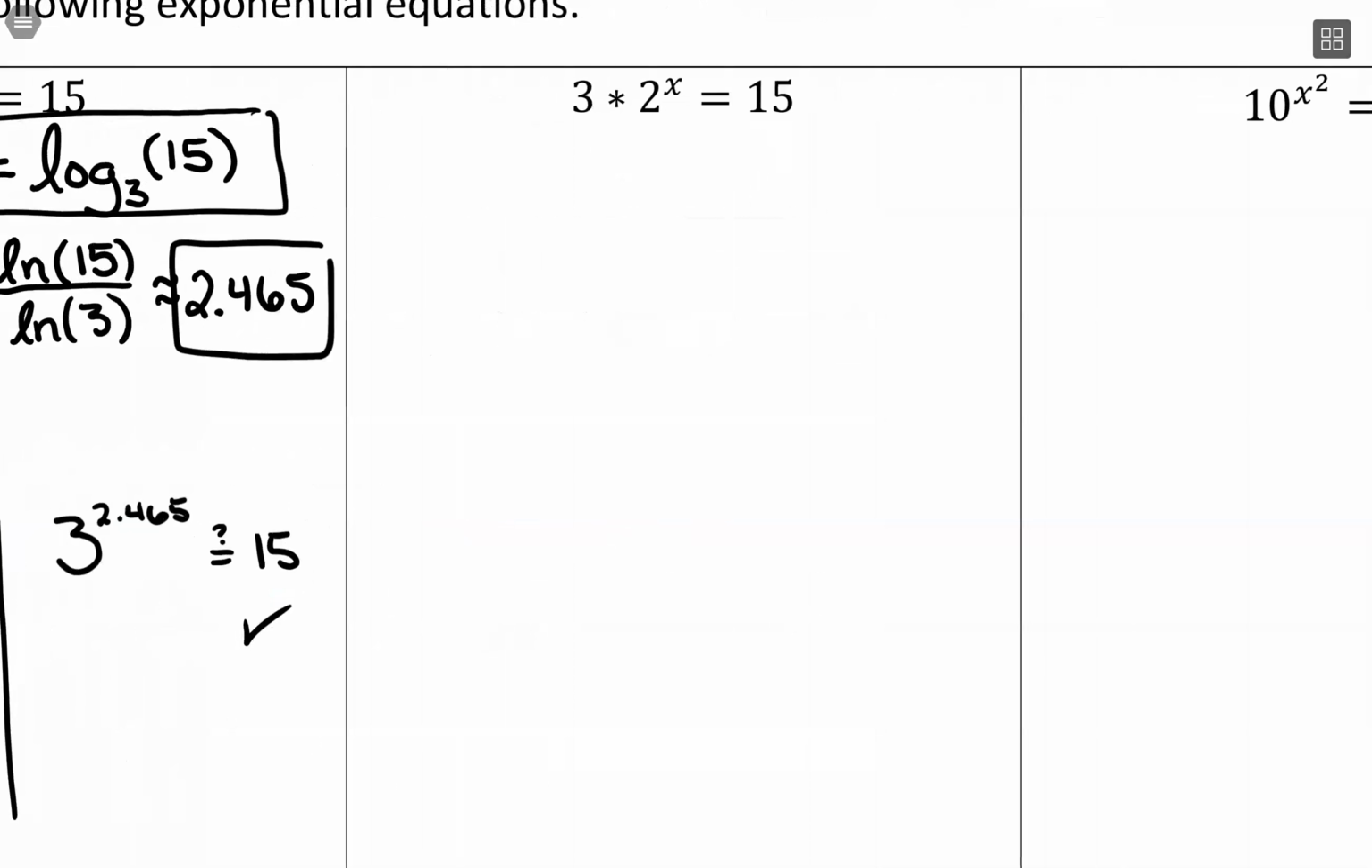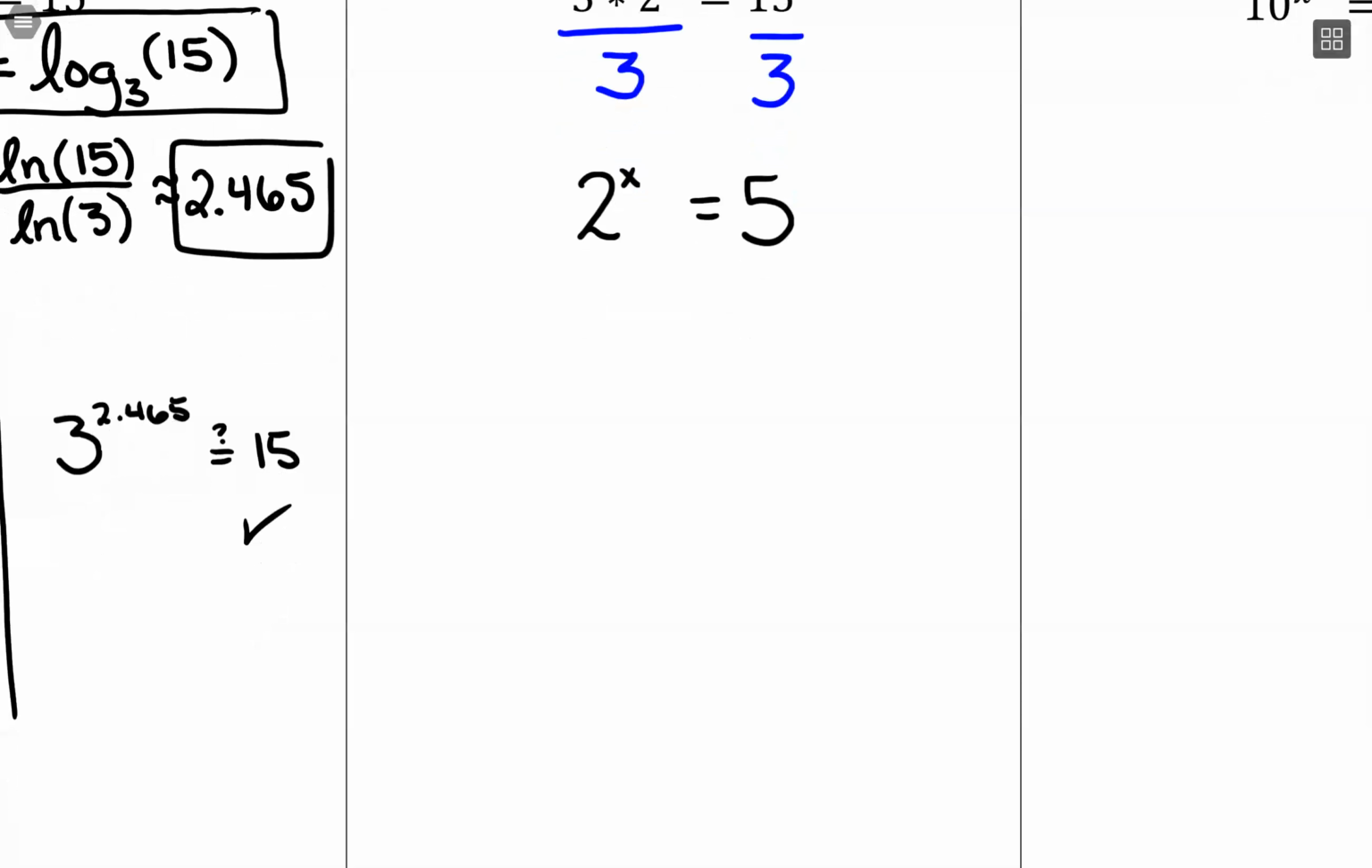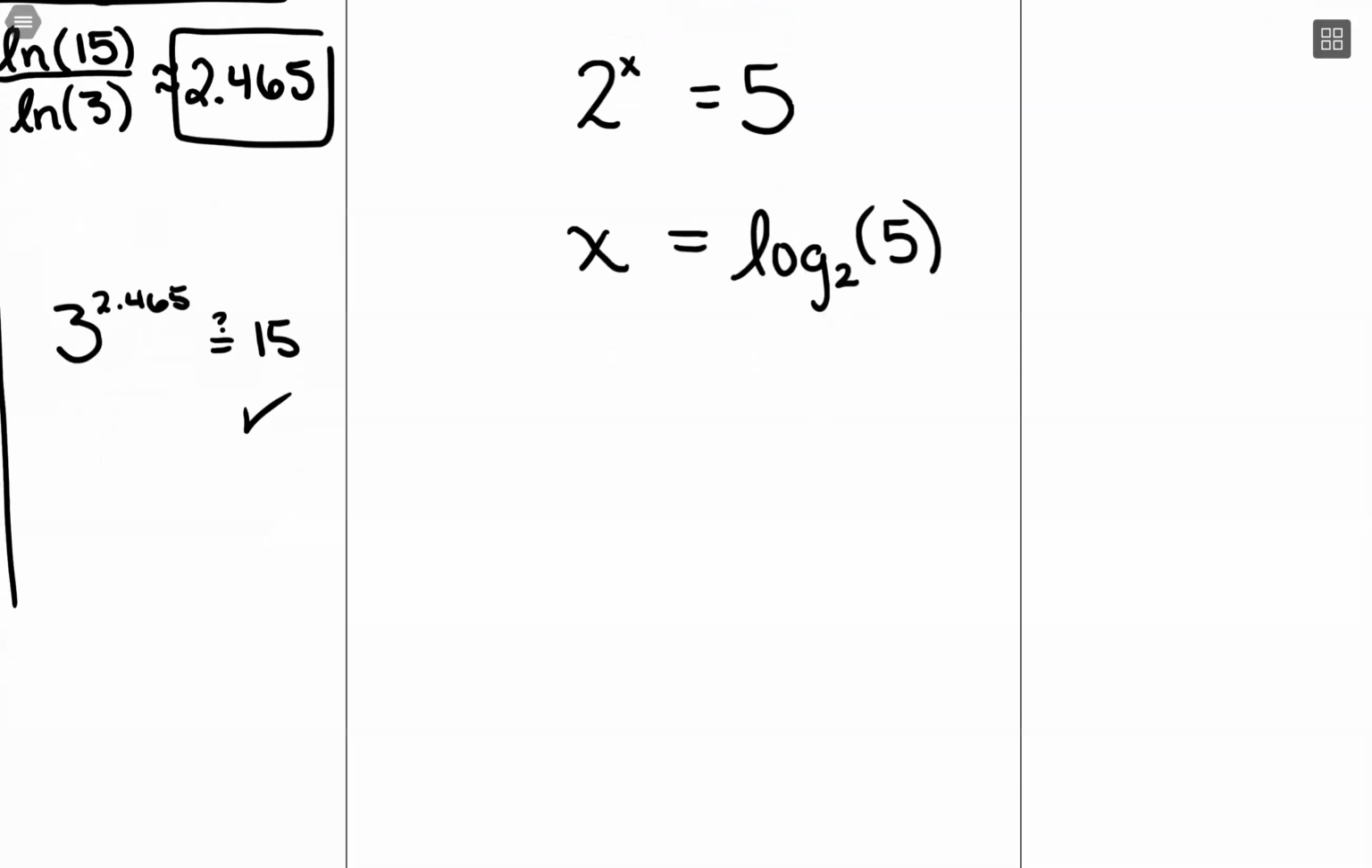Okay, with this next one here, I can see the base and exponent, but I have this 3 multiplying on the outside, so I need to move that away. So I'm going to divide both sides by 3 first, so that we end up with 2 to the power of x equals 15 divided by 3, which is 5. Now in this form, we can change to logarithmic form. So we're going to have our exponent of x on one side of the equation, logarithm base 2 of 5. So that would be our exact solution.